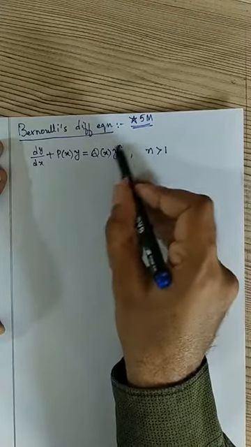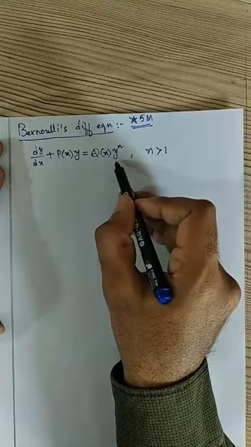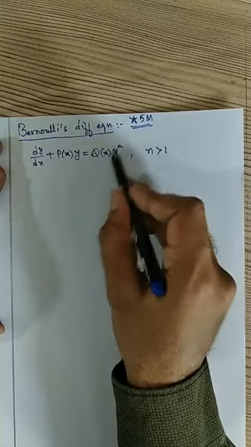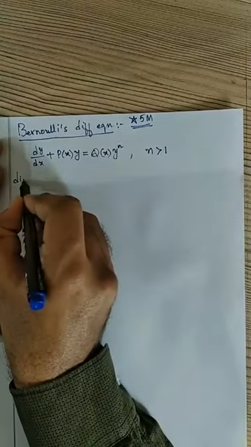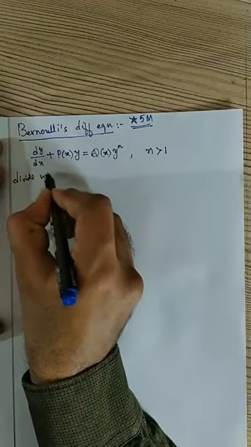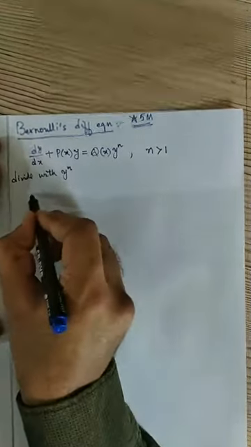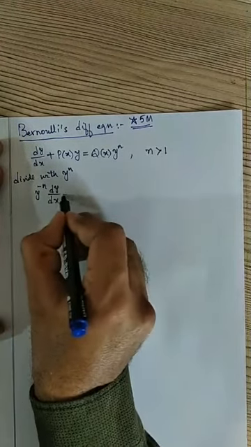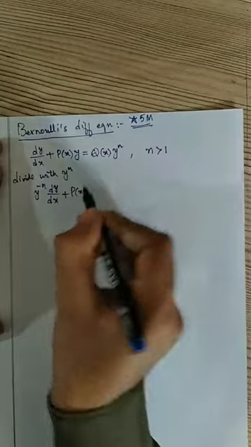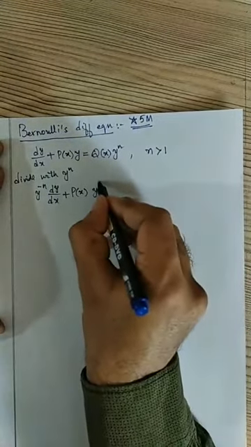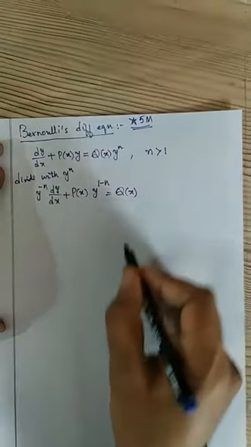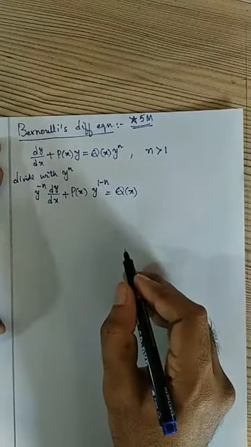So this is because of this term only, this equation is becoming non-linear. So what we should do, we should try to make this equation linear by dividing this equation with y power n. Then what will happen? y power minus n into dy by dx plus p of x into y by y power n, which is y power 1 minus n, is equal to q of x. y power n by y power n gets cancelled, remaining 1, right?